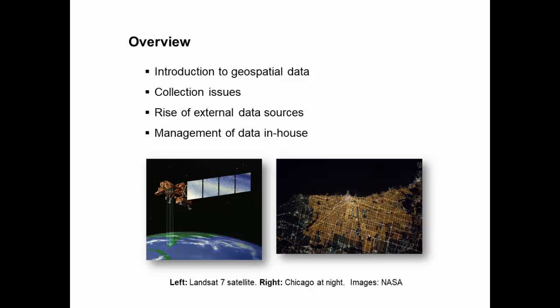Spatial data is used in much the same way across a wide array of disciplines. The questions may vary, but the underlying issues a researcher faces are often the same. Given that, I'm going to provide you with some examples from a range of different research projects. First, I'll give you a quick introduction to geospatial data, what it is and how it's changing. We're going to look at a variety of collections issues affecting research. I'll discuss the rise of external data sources and their impacts, and finally, the role of libraries in the management of data in-house to mitigate some of the issues that are raised today.